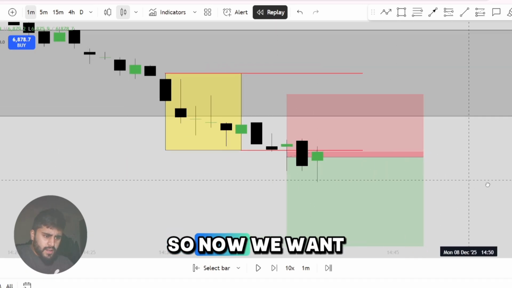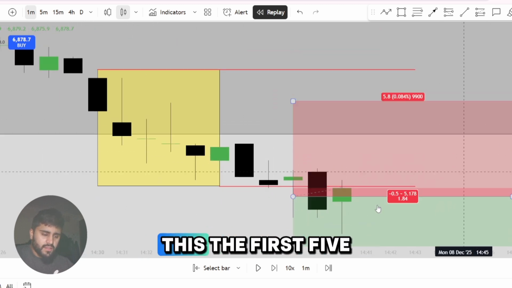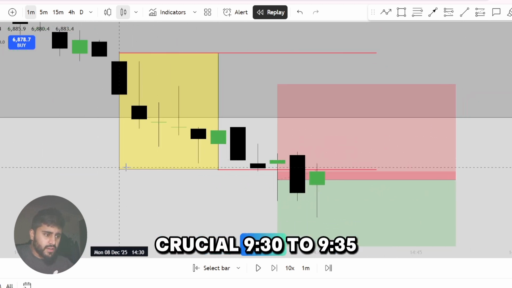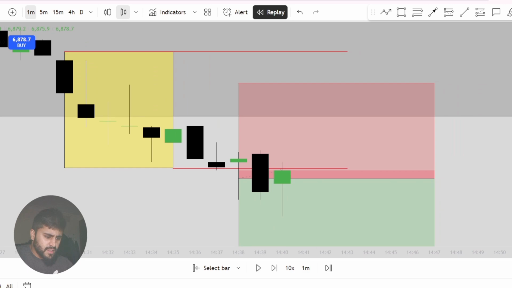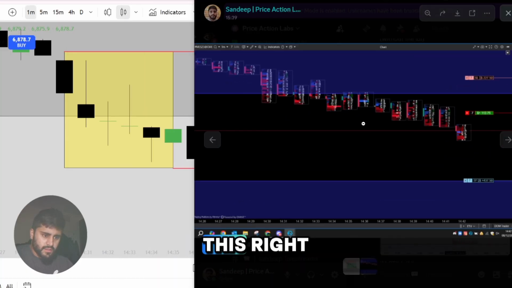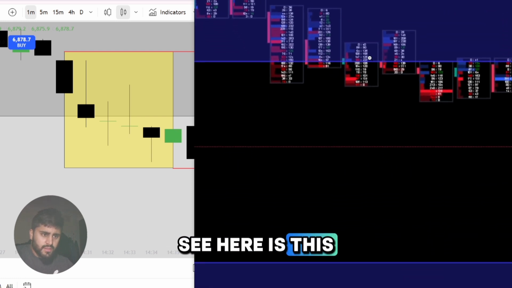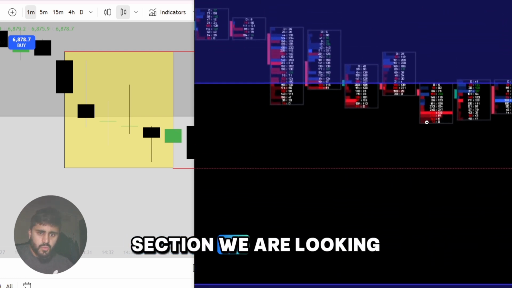So now we want to just analyze this first 5-minute range over here. The first 5 minutes for today were crucial, 9:30 to 9:35 EST. If we just break this down once again, it's going to look like this, right? So what we can see here is this. This is the price action we are looking for.